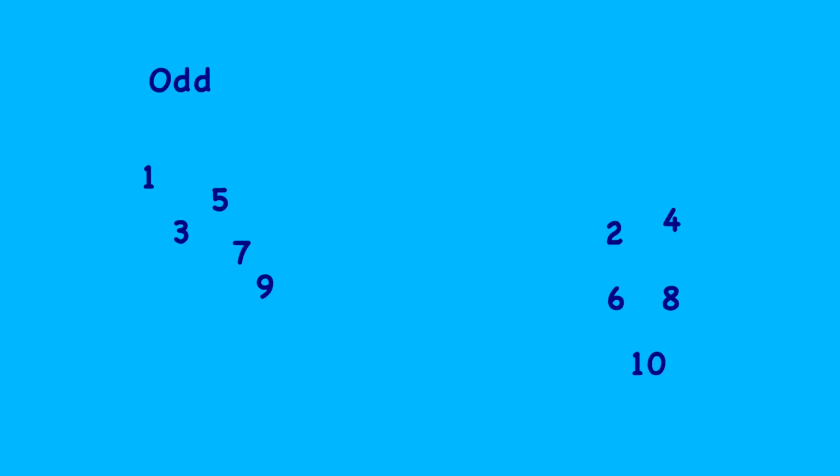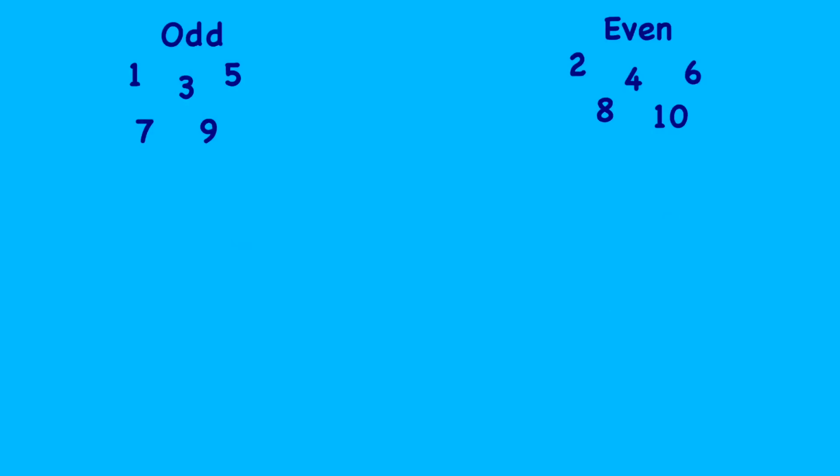Now, these numbers on the left-hand side of the screen are known as odd, and these numbers on the right-hand side of the screen are known as even. If we continue counting past 10, we can see a little bit of a pattern emerging.